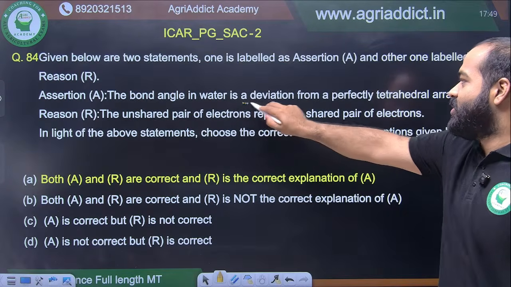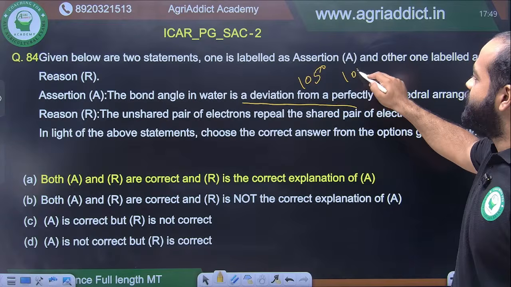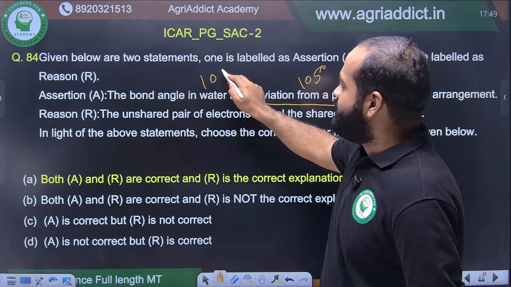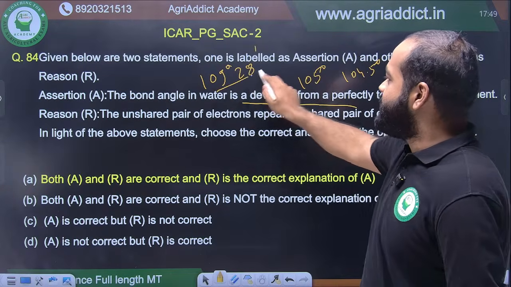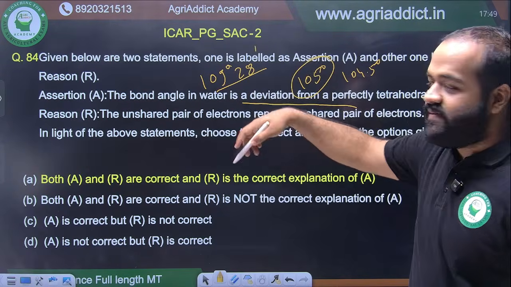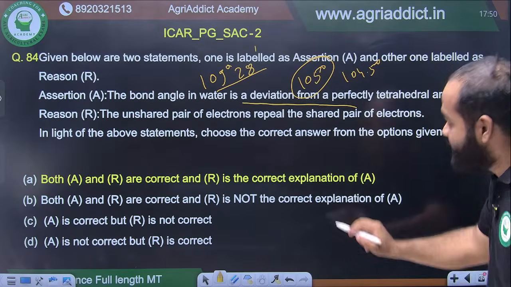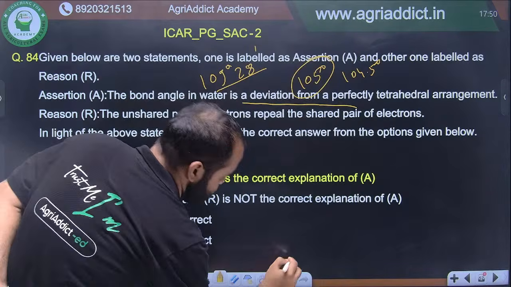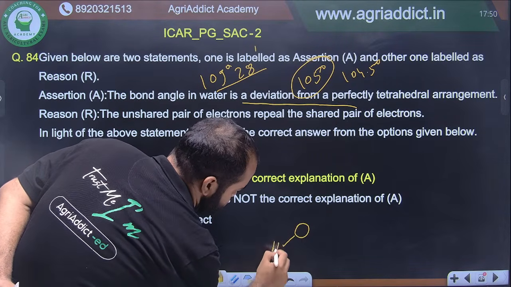There is nothing much to explain, nothing much to think. We all know bond angle in water is around 105 degree. Actually, it is 104.5 degree. But the actual angle of a tetrahedral structure is 109 degree, 28 minutes, as we all know. So 109 and 28 ki jagah, it becomes 105. So definitely it's a deviation. And why this happens, for that we will have to draw a structure of water here. इसमें तो जगह नहीं है, but we will try to draw.